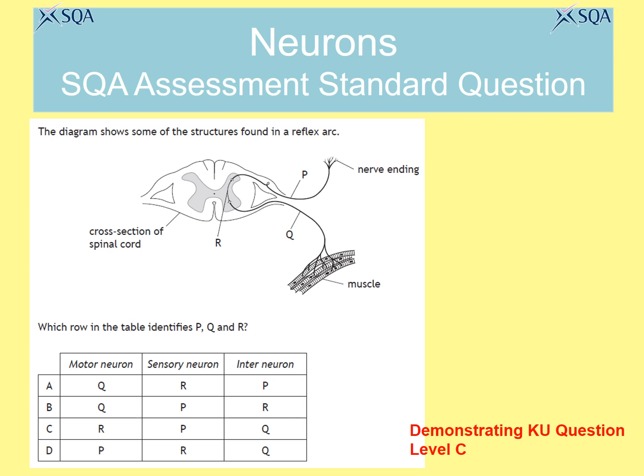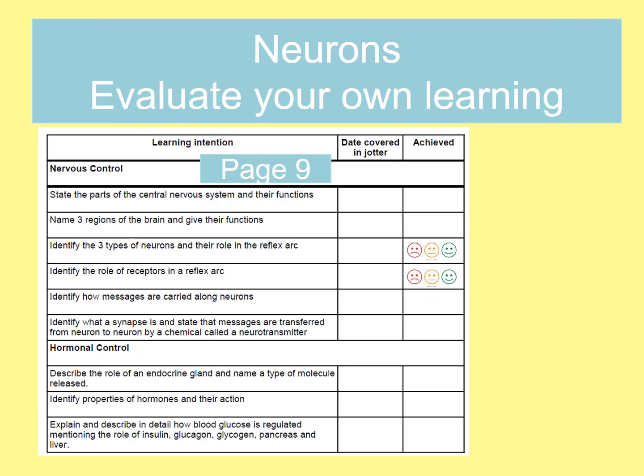We should have identified the correct answer as being B. Q is our motor neuron because it's attaching onto the muscle fibre, so that's the effector organ here. P is from the nerve ending carrying the impulse towards the central nervous system, so that's our sensory neuron, and that leaves R as our interneuron.